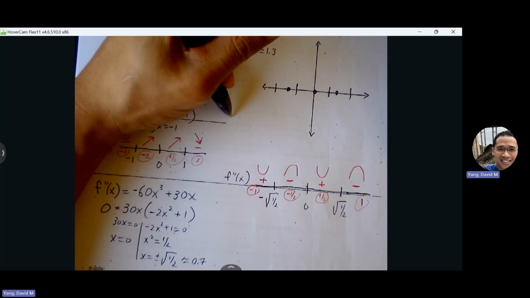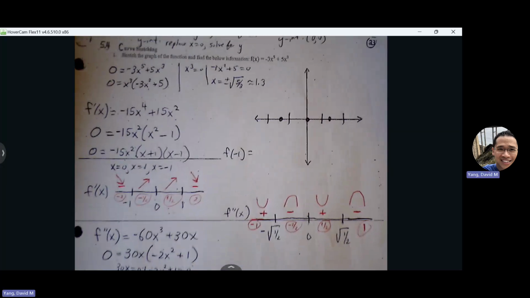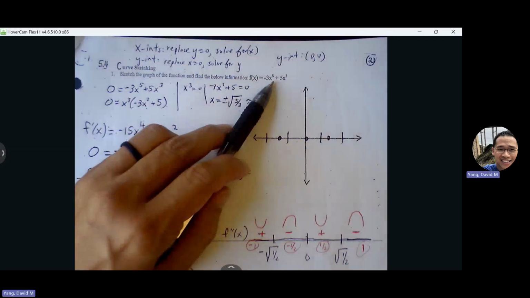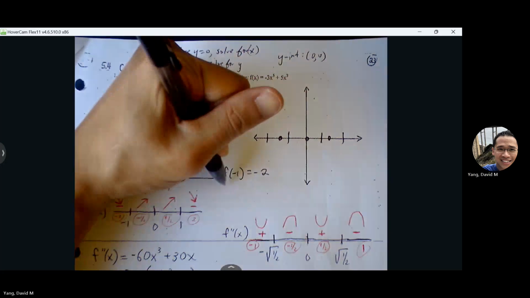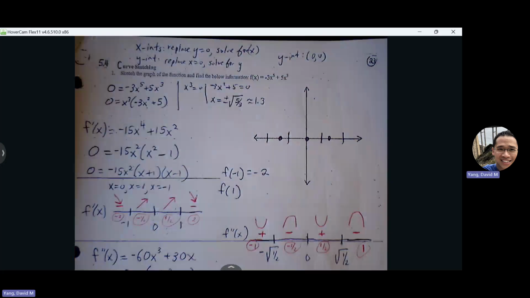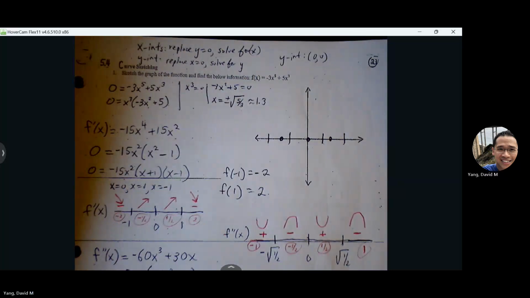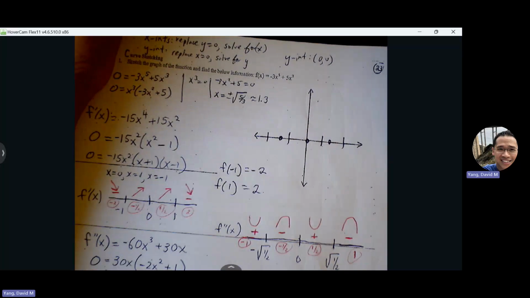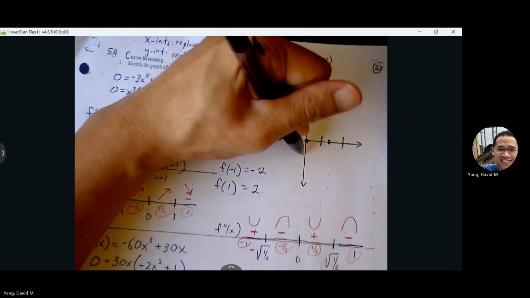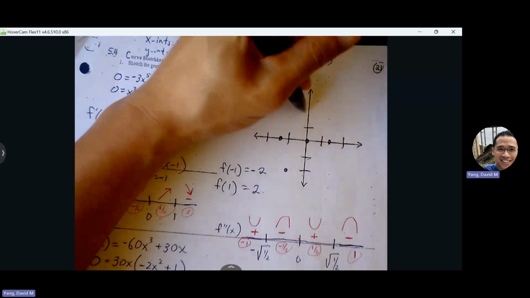So f of -1, I'm just going to put this back into the original function. So that's -3, sorry, 3 minus 5, which is -2. And then f of 1 is just -3 plus 5, which is 2. Okay, so I think this is all we need to kind of get a good feel for the graph here. -1, -2. And then 1, +2.